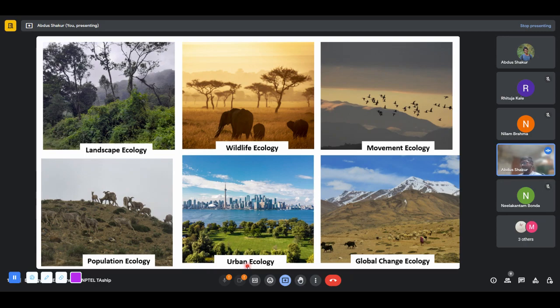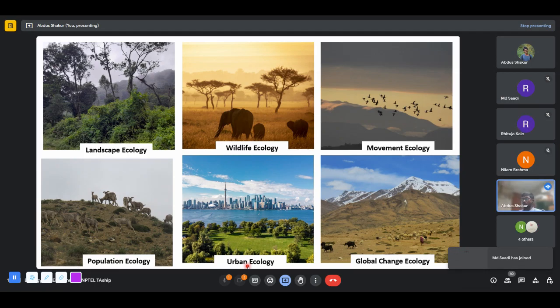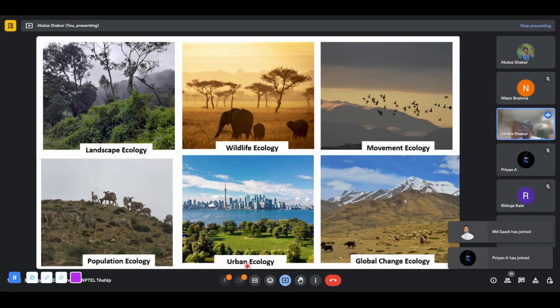And there is this other thing called global change ecology, where you try to understand how humans are impacting the global change, biogeochemical cycles or some other aspects of it. And there are other cycles also, other different types of ecologies. This is just a list. It's not a complete list, but these are some of the major things.